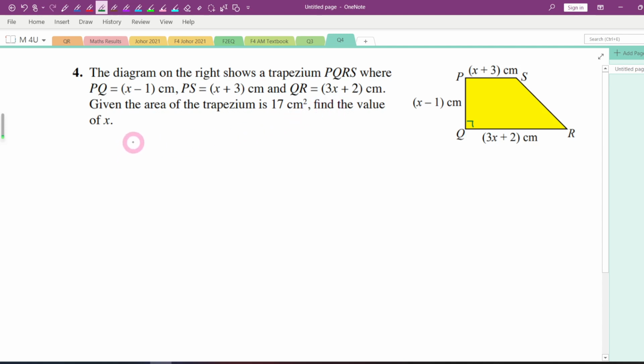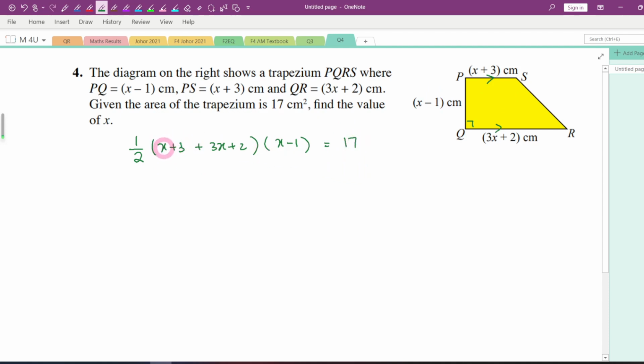Always remember, if you want to find the area of the trapezium, always start with 1 over 2. And then look at the two parallel sides. In this situation, these two sides will be the two parallel sides. Find the sum of these two parallel sides: x plus 3 plus 3x plus 2. Okay? Then times the perpendicular height, which is x minus 1. This will give us the area of this trapezium, which is equal to 17.